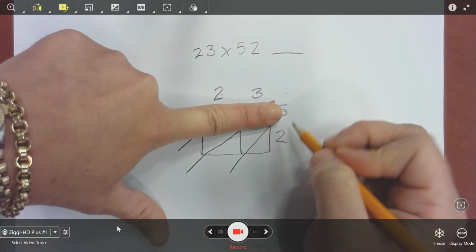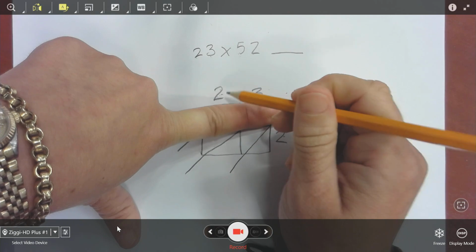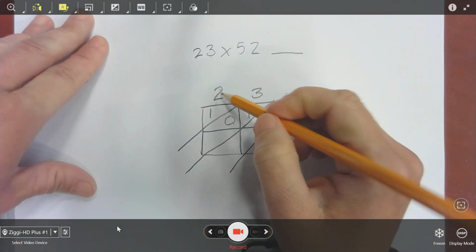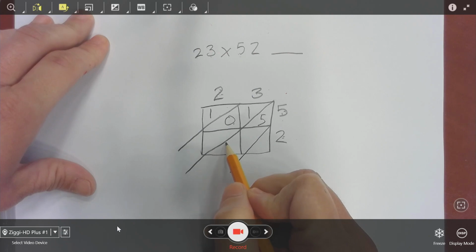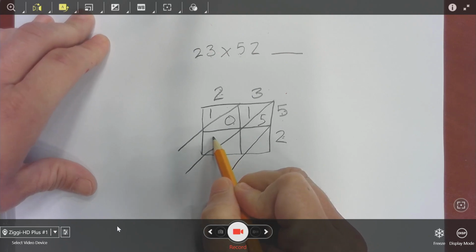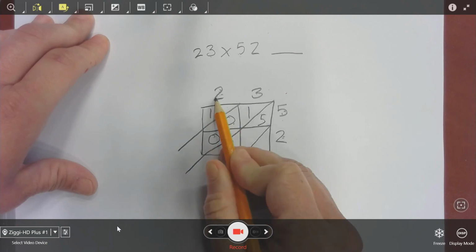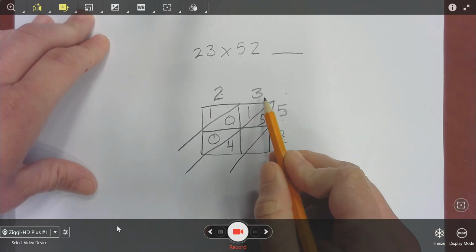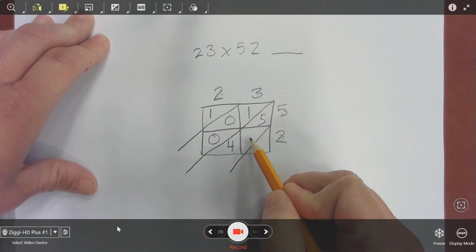So now I'm not worried about this guy. 2 times 2 is 4. Ooh, this is where that tens and ones are important because I don't want to put the 4 here because that would give me 4 tens. So I'm going to put a 0 there to be a placeholder and put the 4 here. 2 times 2 is 4. And this one, 3 times 2 is 6. But I don't want to put it here because that would give me 6 tens.